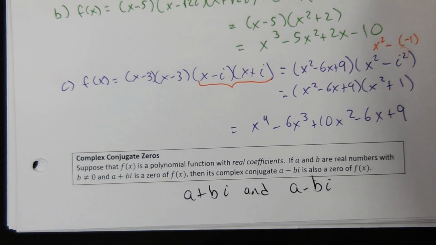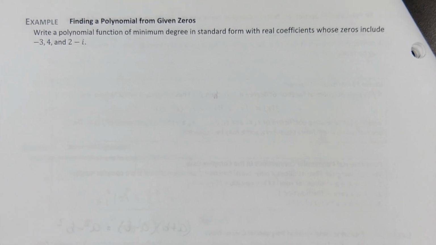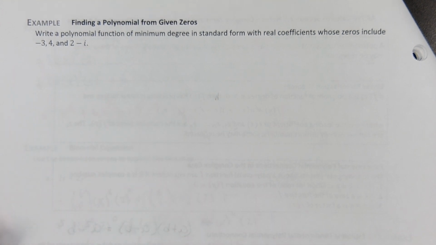All right. Then let's get to the last thing I wanted to do with you today, and that is this first question. We're going to write a polynomial function of minimum degree. That means don't go nuts, just the smallest degree possible that this thing could actually have. In standard form, yuck, that means I'm going to have to do all the distributions. With real coefficients, don't worry, I will never ask you to deal with a function that has complex or imaginary coefficients, whose zeros include these numbers. So we know that x equals -3 is a solution. We know that x equals 4 is a solution.